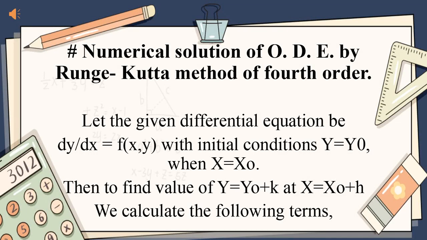As you can see, this method is again used to solve an ordinary differential equation. The prerequisite is, let the given differential equation be dy by dx equal to a function of x comma y, with initial conditions y equals y0 when x equals x0. Then the value of y is equal to y0 plus k at x equals x0 plus h. Based on this we can calculate the following constants.